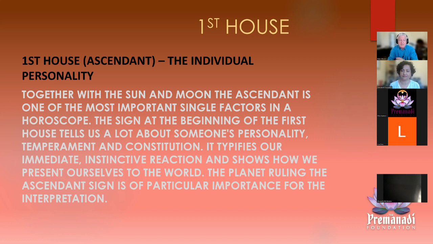So keep in mind that the first house will show the outward personality of the person, and the sun sign will show the inner personality of it. In other words, the sun and the moon will show the inner personality of a person. The ascendant will show the outer face that person shows. All right. And sometimes the sun sign is the same as the ascendant, in which case you are double sign.